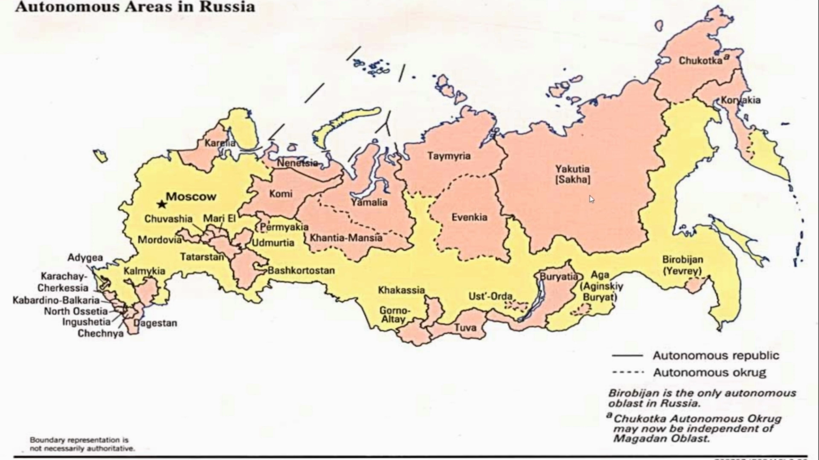For example, when we look at Yakutia or the Sakha Republic, this is a huge republic. It's bigger than the United States, but the population is only 500,000, or half a million. But this region is really, really important because the largest diamond in the world is in this region.